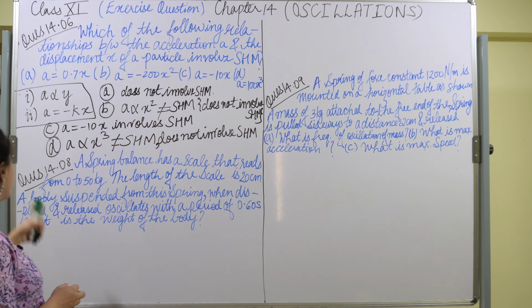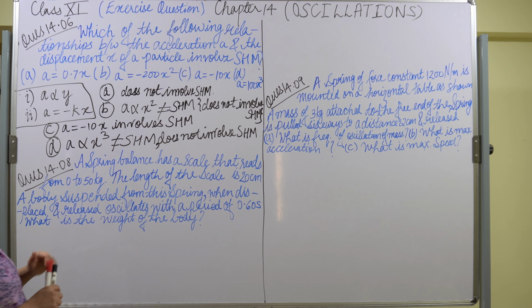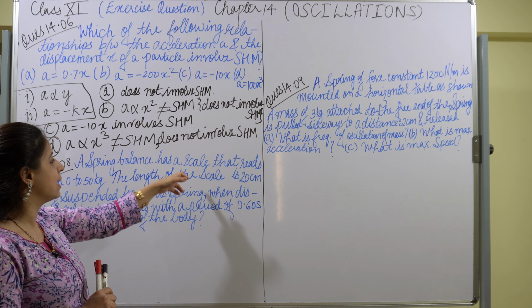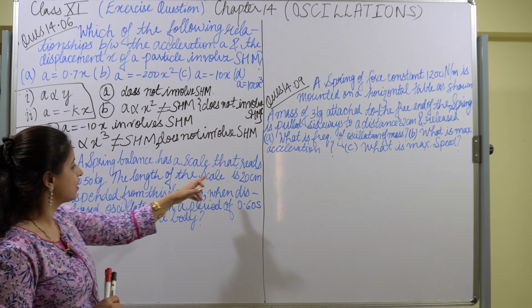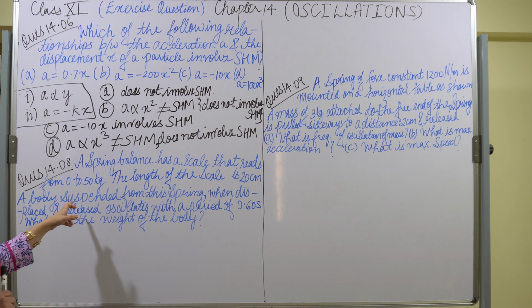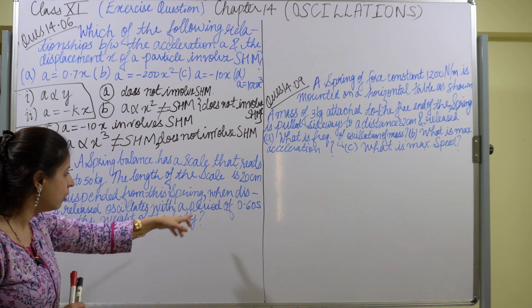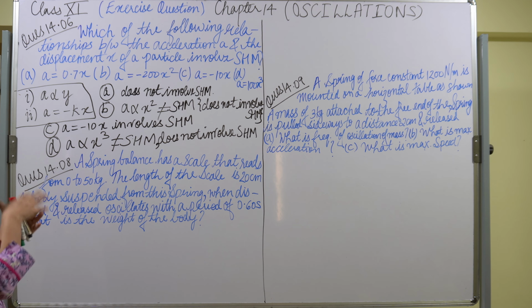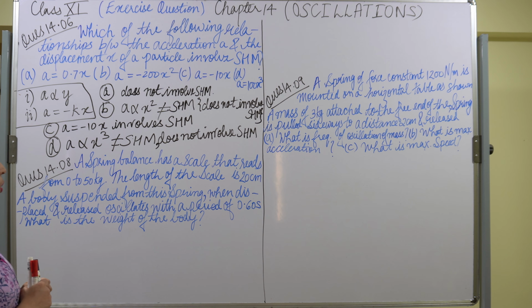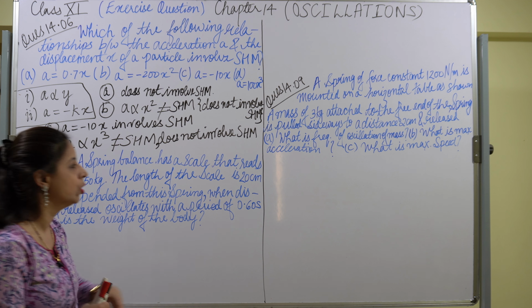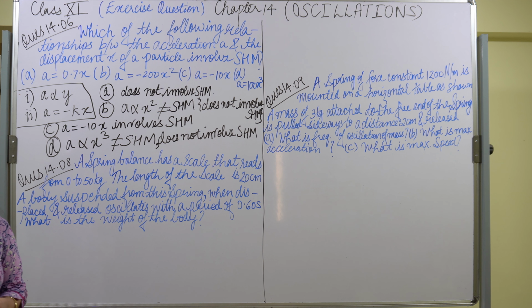Okay. Now the next question, the eighth question, says a spring balance has a scale that reads from 0 to 50 kgs. The length of the scale is 20 centimeter. A body is suspended from this spring, and when displaced and released, first it is displaced and then it is released, it oscillates with a period of 0.60 seconds. What is the weight of the body? So we need to find out the weight of the body.